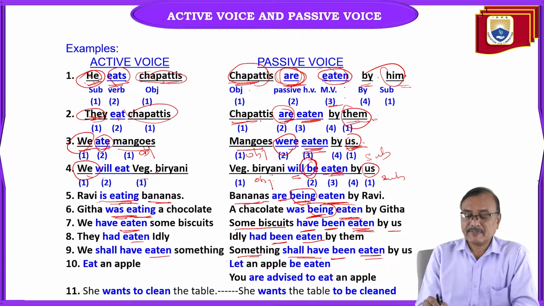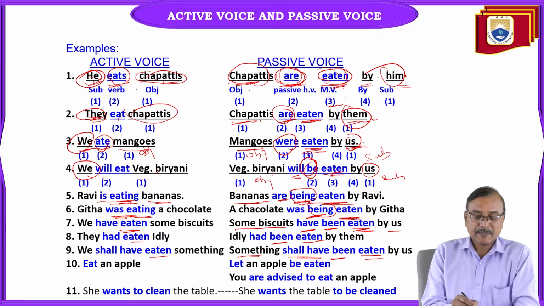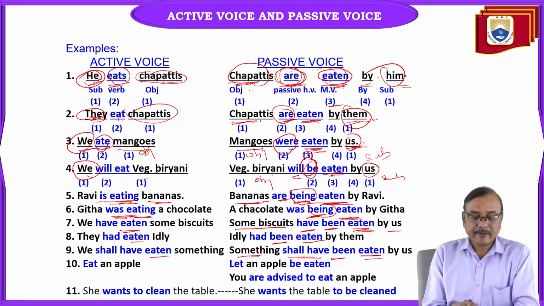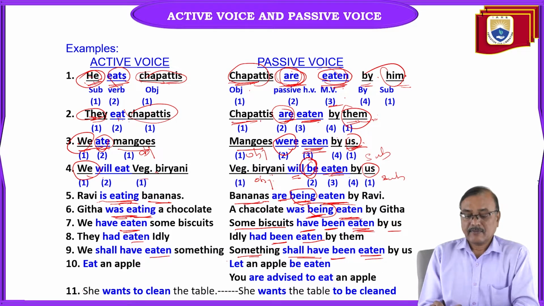Before the V3 form we are using "are" if it is present tense: eats, eat. Here, before the V3 form, what is used? "Are." Here, "ate" is past tense. What did we use in the passive? "Were eaten." In future tense, "will eat" became "will be eaten."